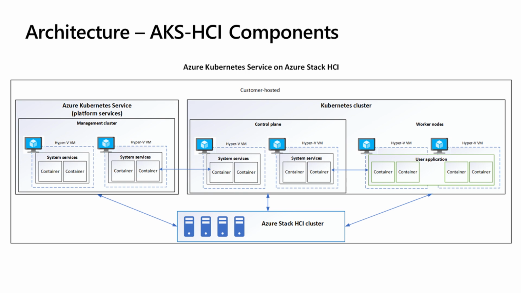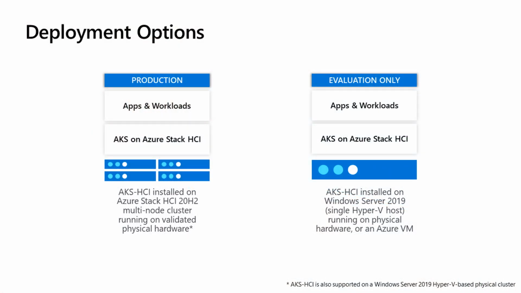Now, when you deploy Kubernetes target clusters, AKS HCI automatically deploys a set of VMs to act as the control plane for the target cluster, including at least one load balancer. So that's everything that gets deployed. But what are your actual options for deployment? Well, you've actually got a couple of options for running AKS on Azure Stack HCI in production, and then an additional option if you've got limited hardware and just want to evaluate AKS on Azure Stack HCI.